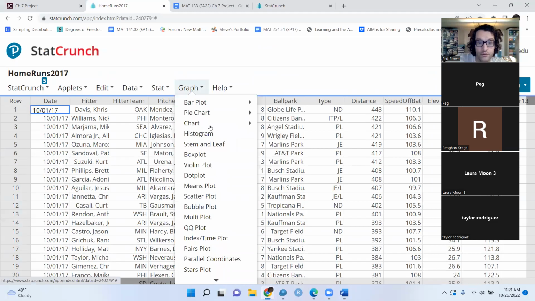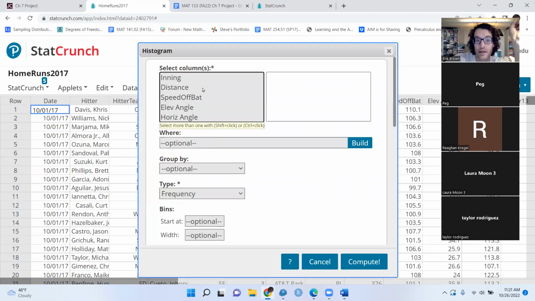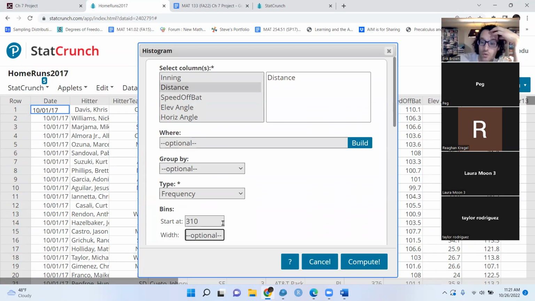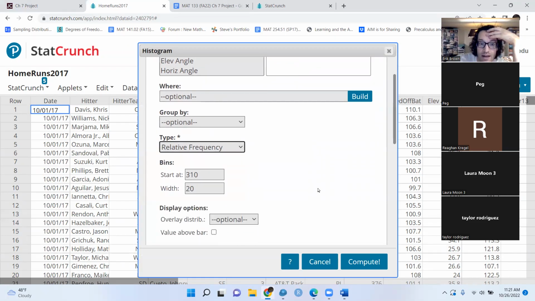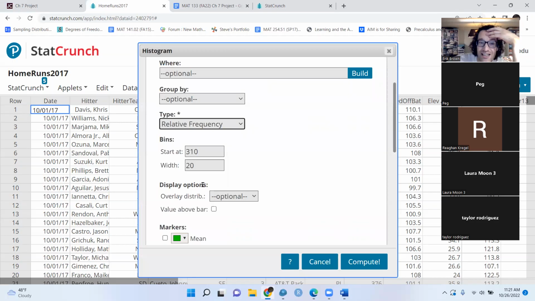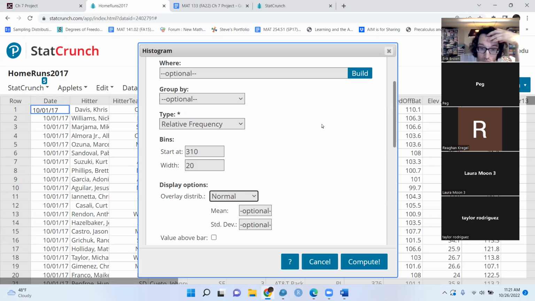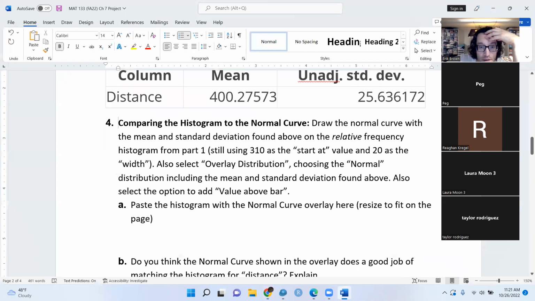Go to Graph, Histogram, select Distance, put in your 310 for start, your 20 for width, make sure you have relative frequency as type, and then we're going to scroll down and there's this display options, and it says overlay display, and we want to overlay normal. Then we're going to put in the mean and standard deviation we just had. Let's use all the numbers.